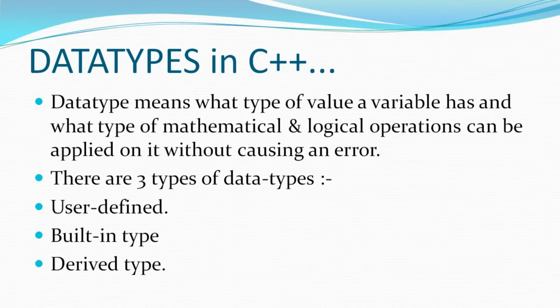What are data types? In simple language, a data type means what type of value a variable is holding. Simply, a data type means what type of value a variable has and what type of mathematical and logical operations can be applied on it without causing an error.